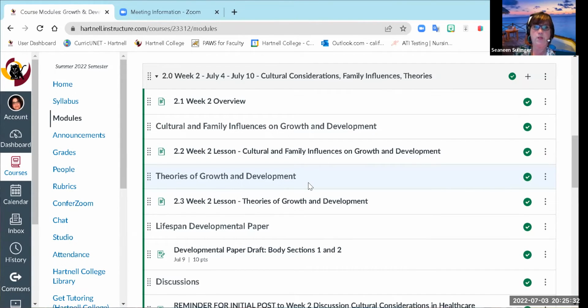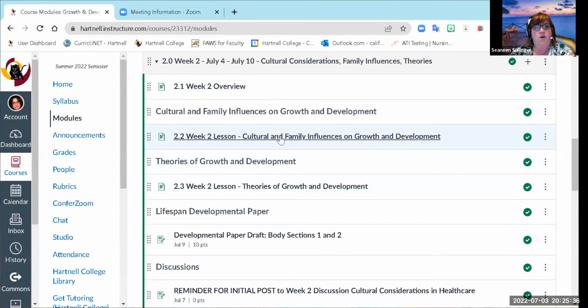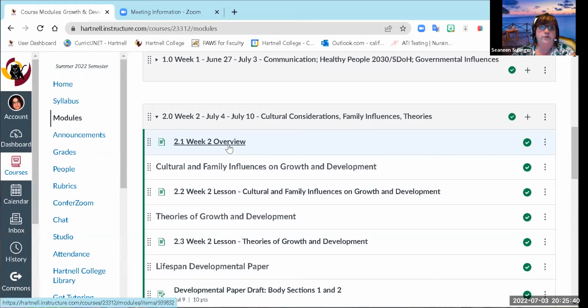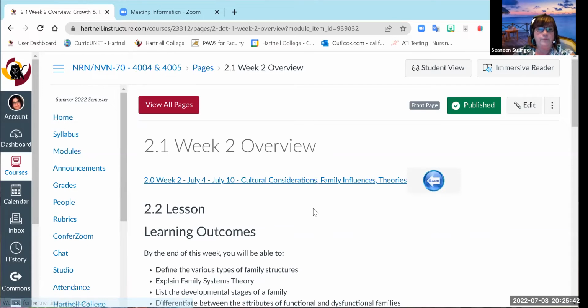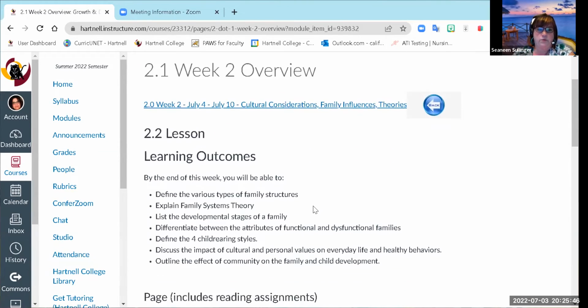My granddaughter's playing Roblox. Okay, so that would complete the lesson on culture and family influences. If we go back to the overview, again, the overview just gives you an overview. That's why you always want to go back to the modules.